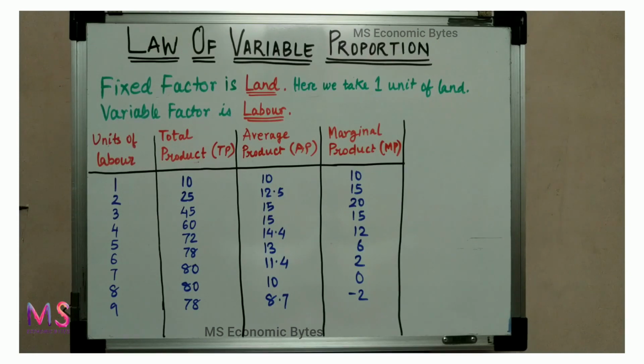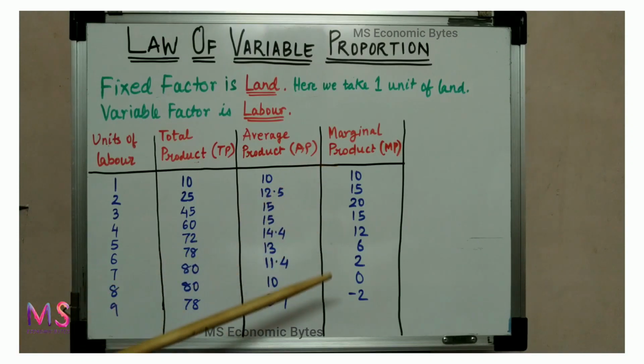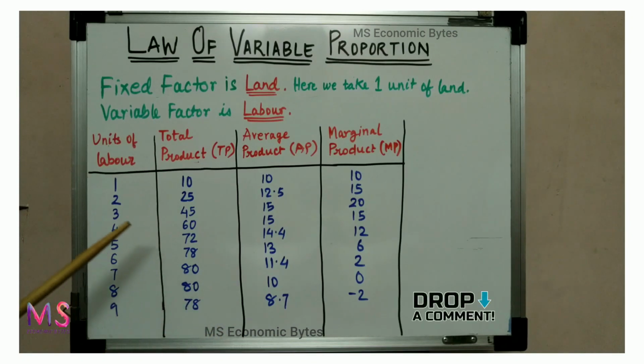Total product may be defined as the amount of aggregate output produced by all factor inputs. That means as the units of labor employed increases, total product increases. Next is average product. Average product is defined as the output produced per unit of variable factor. Next is the marginal product. It is defined as the addition made to the total product by employing one extra unit of variable factor.